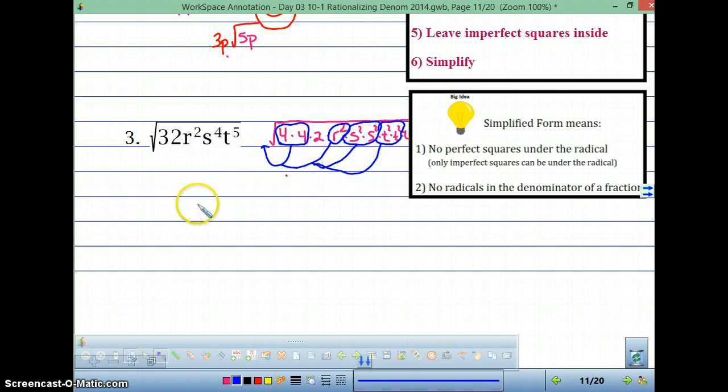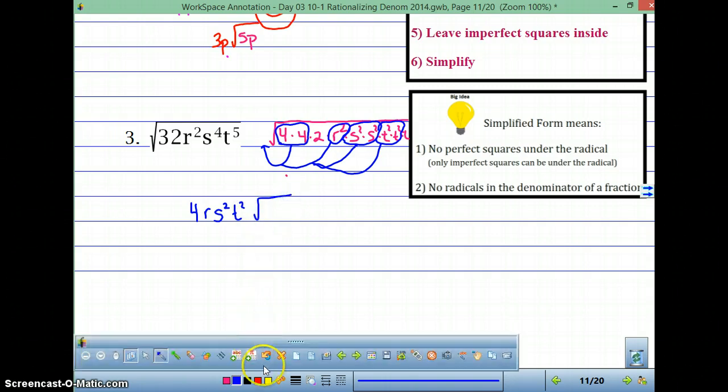So what do we have? We've got 4 times r times s squared times t squared times the square root of what's left inside? I've got a 2 and a t left inside. 2t.